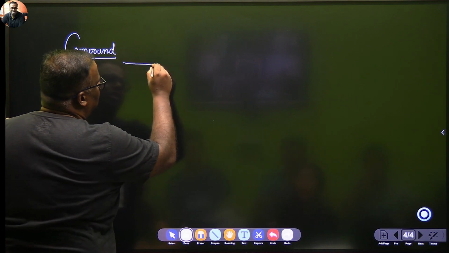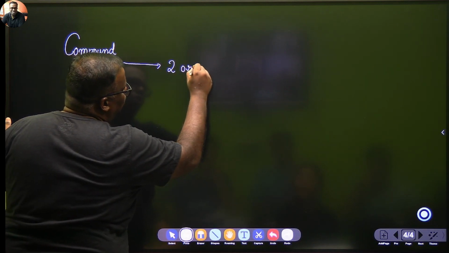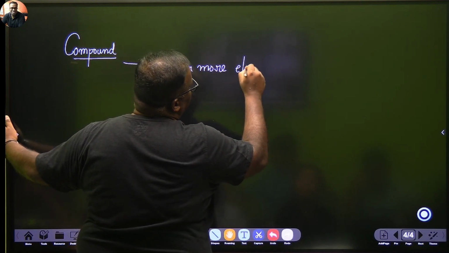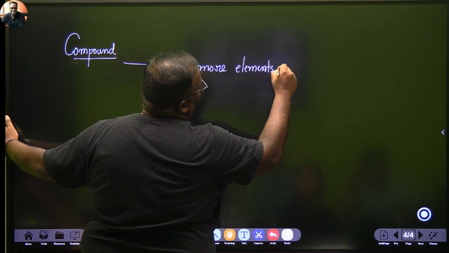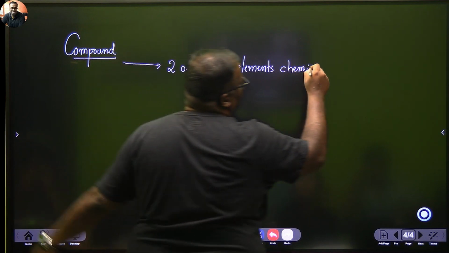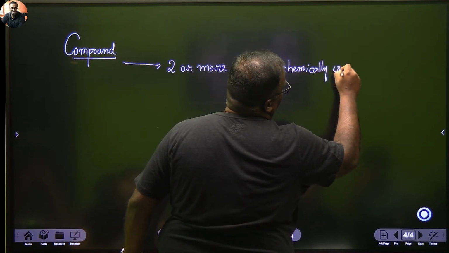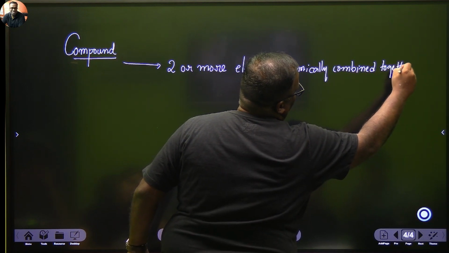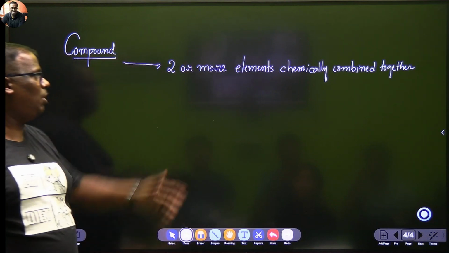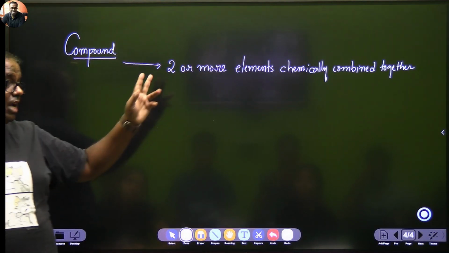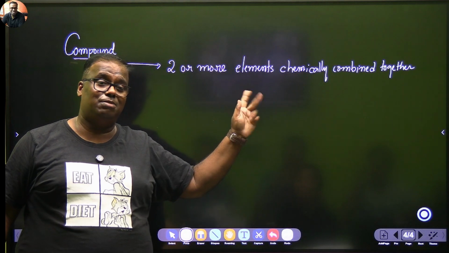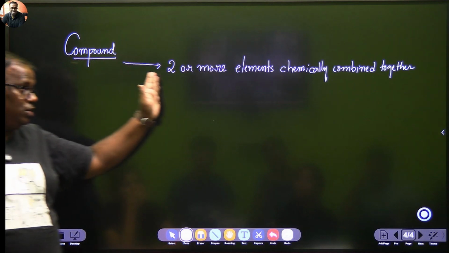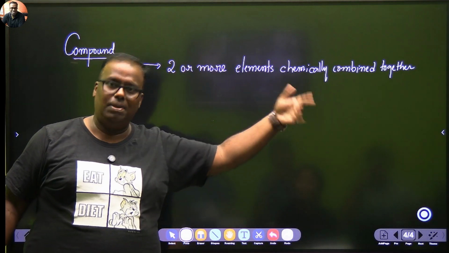Compound is what? Compound is two or more elements chemically combined. Now very interesting. Now you will say, sir, you said this in the last slide also. In the last slide I said two similar atoms chemically combined. Now I am saying compound. Compound is two or more elements chemically combined.